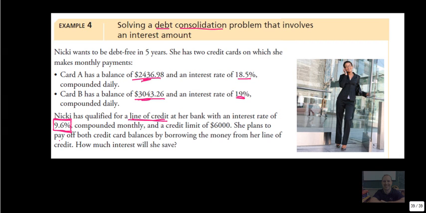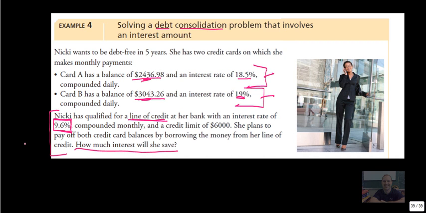Okay, so this type of question says she plans to pay both the credit card balances by borrowing money from her line of credit. So how much interest will she save? Okay, so this is what I want you guys to work through. You can see we need a stretch break because everyone's starting to nod off here. But this is what you're going to do after our stretch break. Okay, you're going to find out how much money she totally owes here in credit card A, if she kept it on the card and paid it all off. Then you've got to find out how much she's going to owe for this one if she left this on the card and paid it all off. And then you're going to find out what it would cost her if she put it all together on the line of credit. Okay?